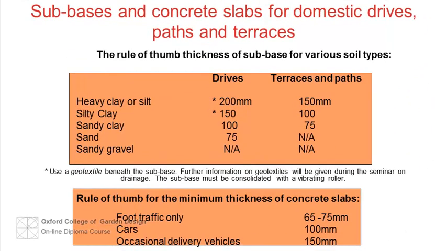The rule of thumb thickness for concrete slab drives is 100 mm for cars and 150 mm for the occasional use by delivery lorries. For paths taking only foot traffic, 65 to 75 mm thickness is sufficient.